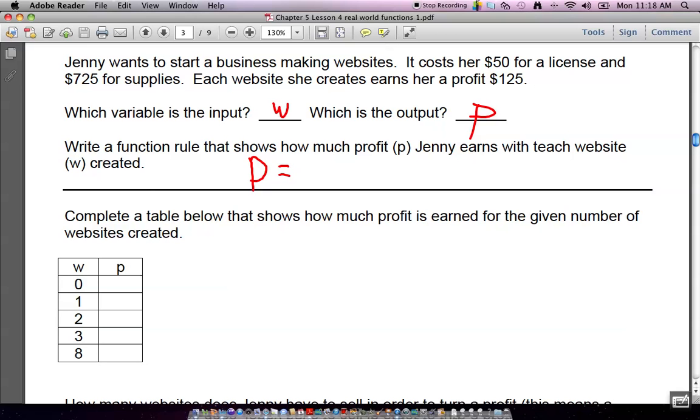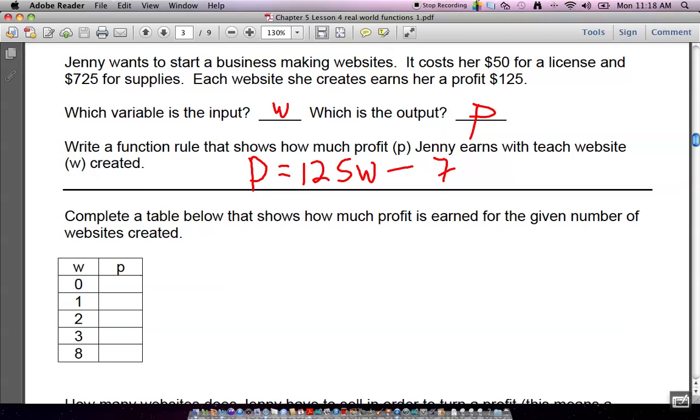125. So if she makes one website, she takes in $125. What if she makes two websites? 250. 10 websites, 1,250. So it's 125 times the number of websites, but didn't it cost her some money to get started? And don't we have to take away that amount of money that she starts with? So what are we gonna subtract? How much? I think it's more than 725.